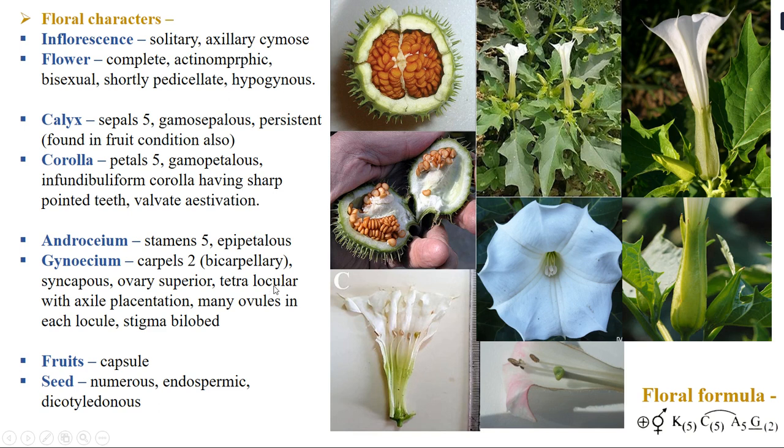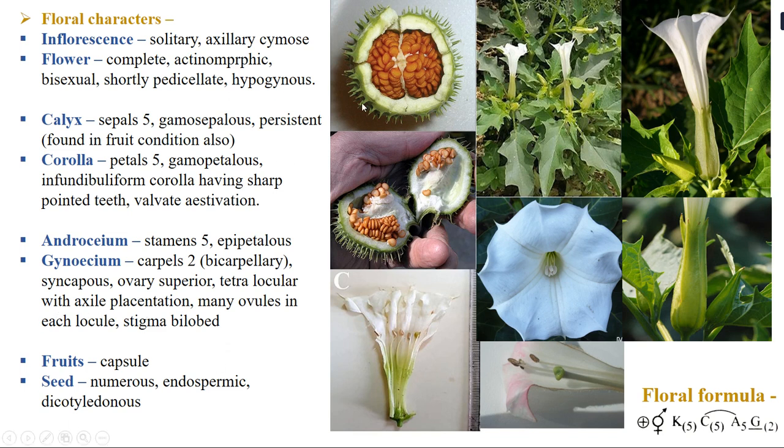Tetralocular. Now what do you mean by tetralocular? The 2 carpels are divided into 4 locules. If you see this picture, 1, 2, 3, 4. There are 4 locules, 2 locules in 1 carpel. So it is a bicarpellary tetralocular structure, showing axile placentation.